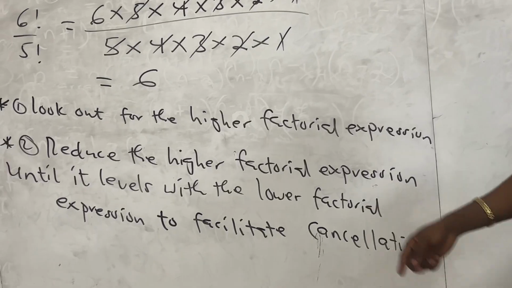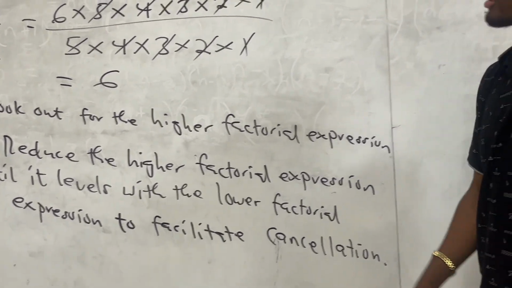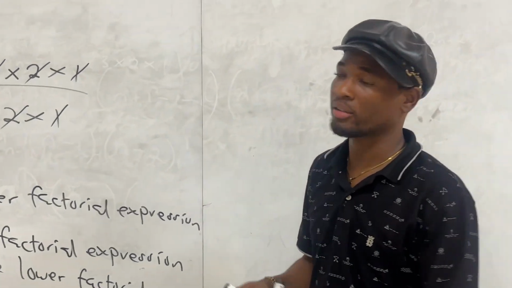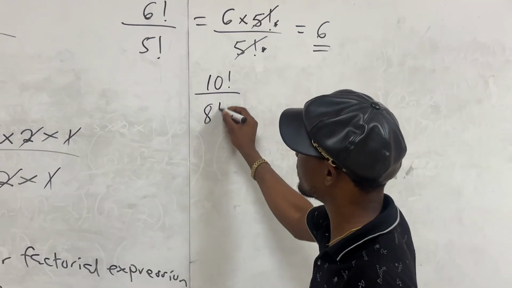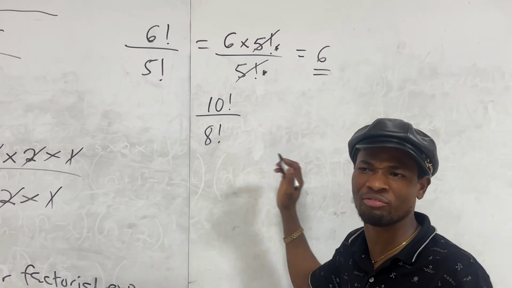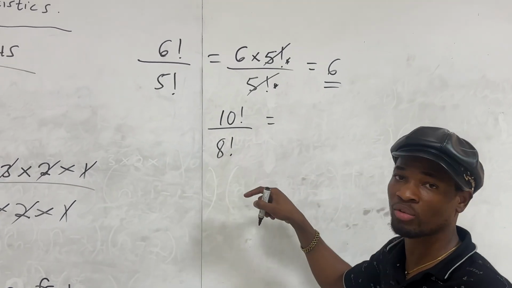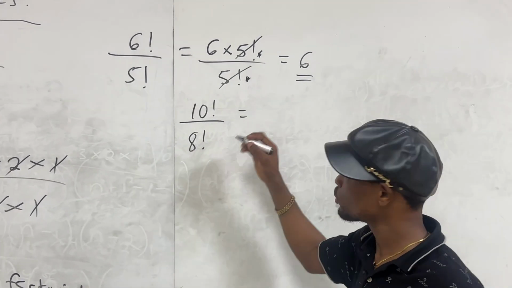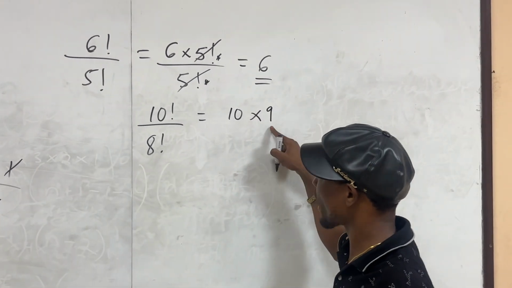Until it levels with the lower factorial expression to facilitate cancellation. We've seen it over here. So another example, we have, let's say, 10 factorial over 8 factorial. This is very simple, very trivial. So, 10 factorial and 8 factorial. Which one is the highest? It's 10. So I have 10, then times, what do we have? 9.